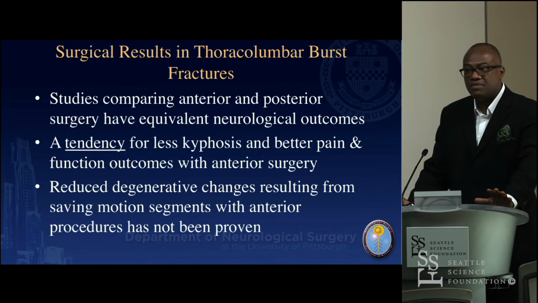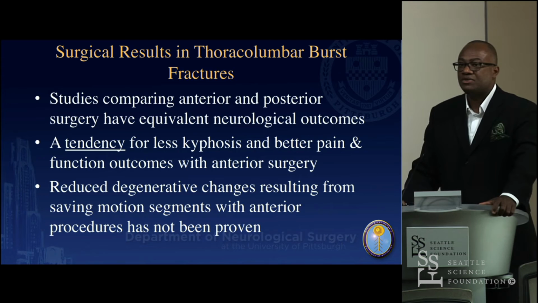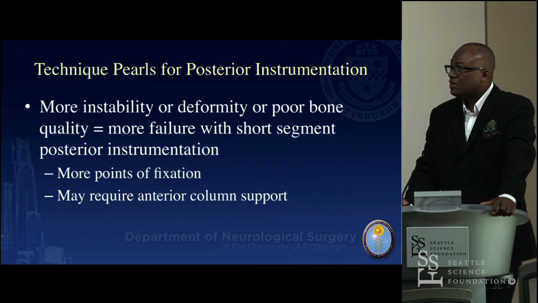So you have to figure out if you can do an MIS all the time. For this, I prefer you do a mini open and literally resect a facet that's perched, particularly in thoracolumbar fracture. Not that it's going to cause neurological injury, but it increases back pain. Okay, so a lot of this has to also do with bone quality.